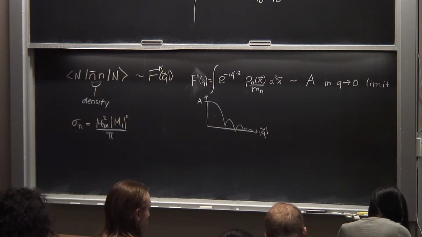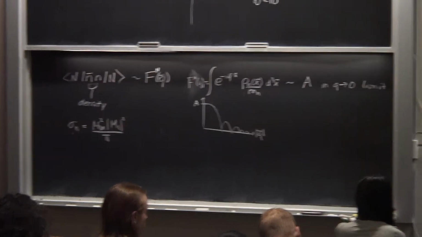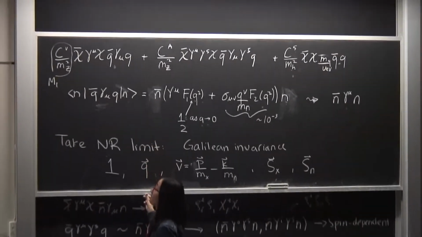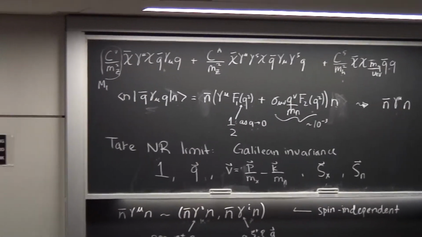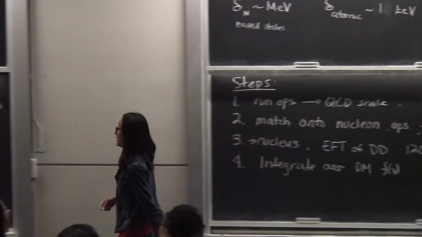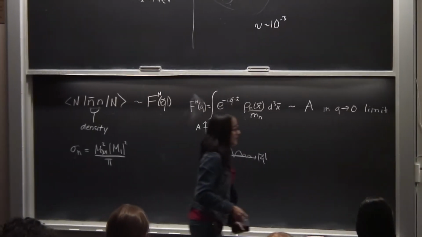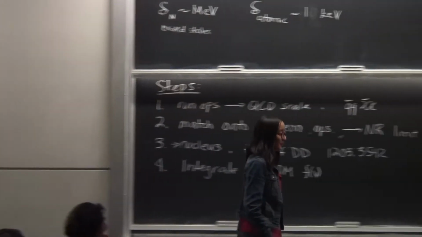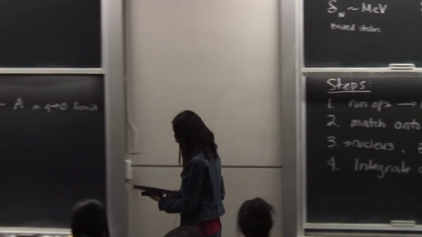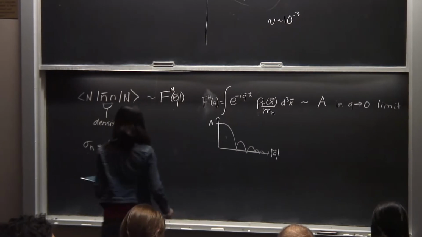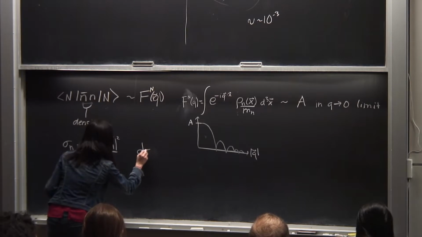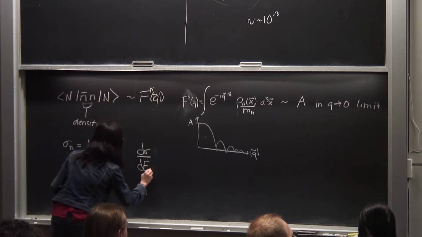M1 is this thing. And then the one for the nucleus is, better look at the formula to make sure I write it right. So I have a recoil spectrum.